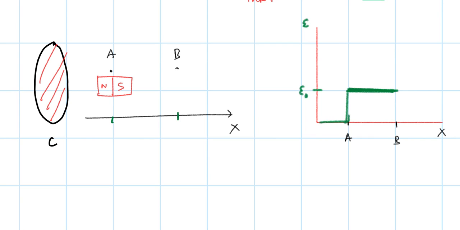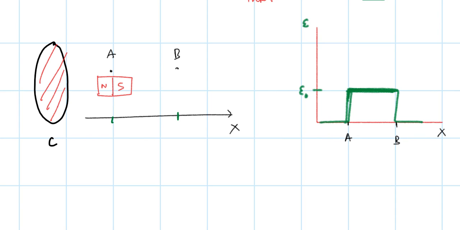But beyond that, when the magnet has stopped, there is no EMF. So there is a burst of EMF in the coil. That EMF will induce a current, an induced current. Now let us see.